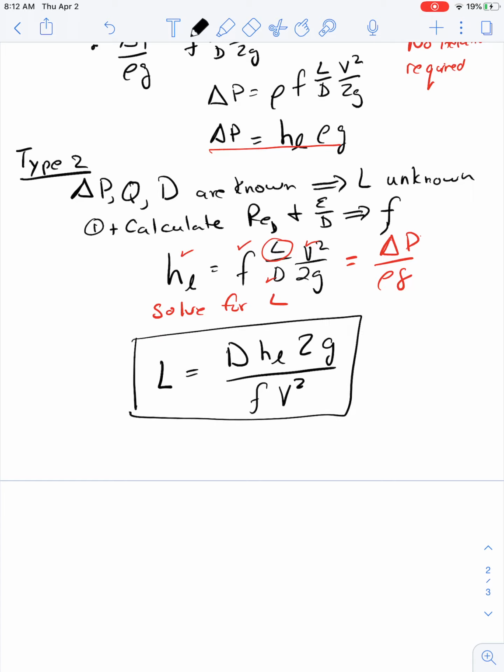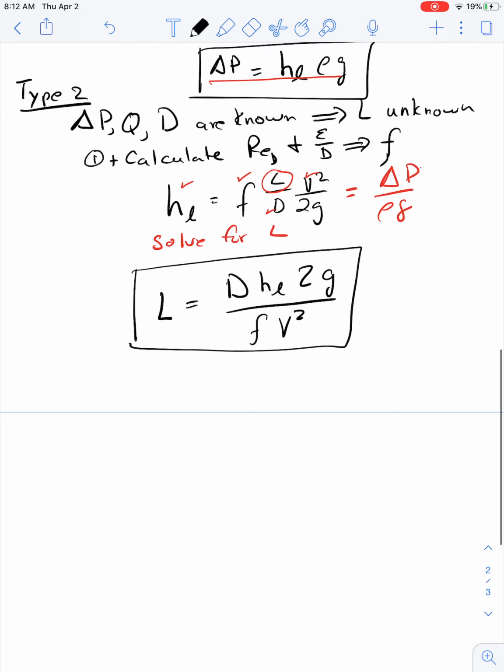So up here, this was the pressure, and here we have our length for this type. Again, this one's pretty straightforward. You're always going to be taking advantage of the fact that the velocity is equal to the flow rate over the area, from conservation of mass. And since you know the diameter of the pipe, you can calculate the area.